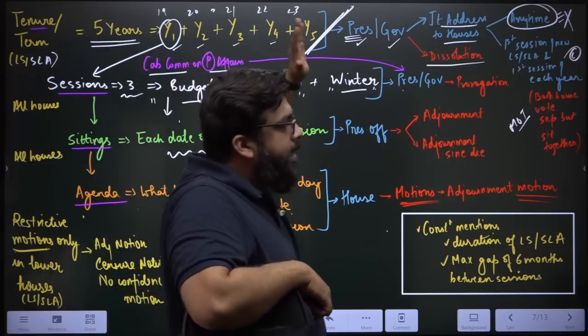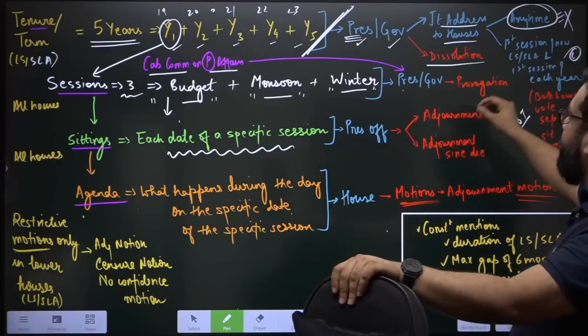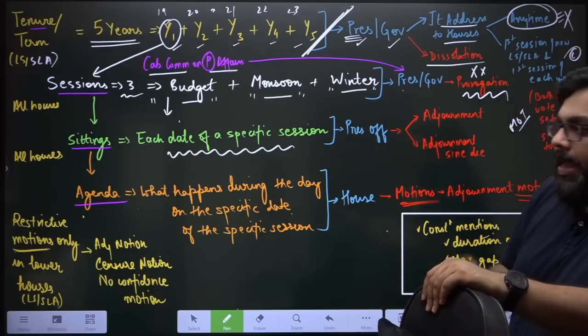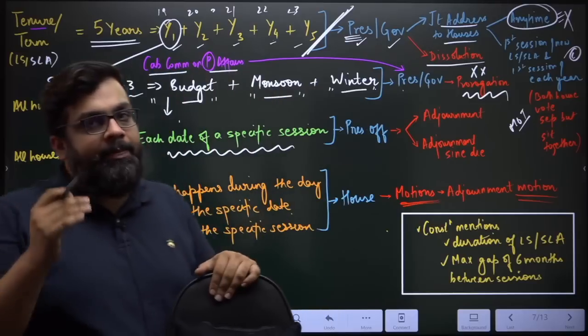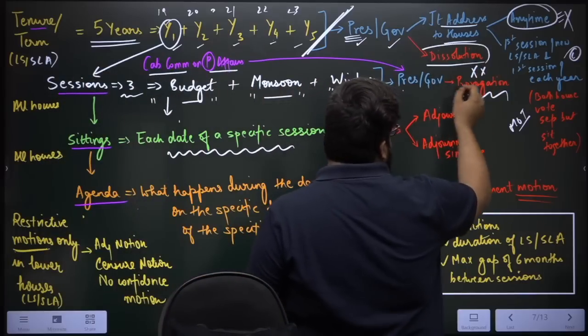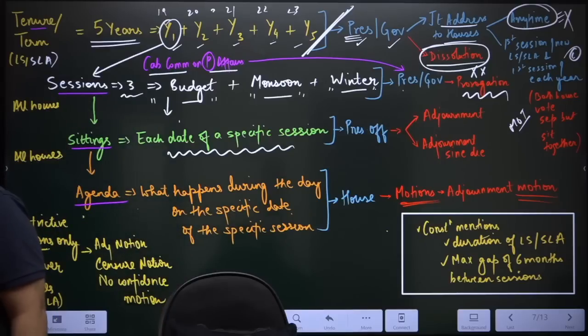Now, when you end a term or a tenure, it's called dissolution. When you're ending a session, it is called prorogation. Prorogation has absolutely zero impact on any bill, on any pending legislation. The only thing that has an impact on legislation is dissolution. And I can understand that your standard textbooks are fairly complicated on this because they give you a lot of technical details and a lot of technical understandings, but it's very simple.